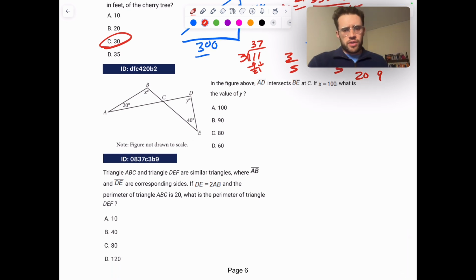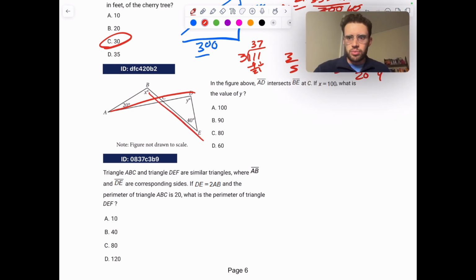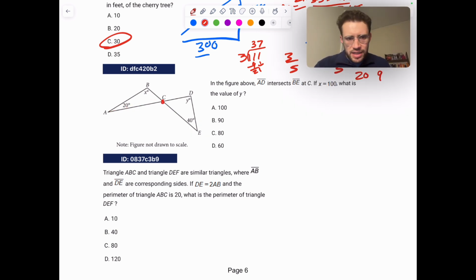In the figure above, AD intersects BE at C. AD intersecting BE at this point C. So that's right here. If x equals 100 degrees, or x equals 100, so this angle up there, angle B is 100 degrees, what is the value of y?